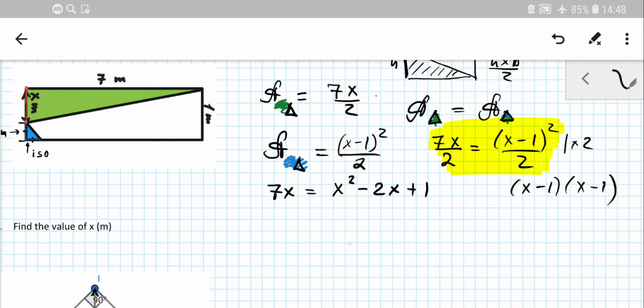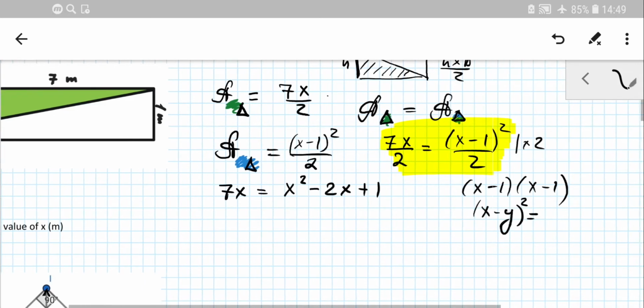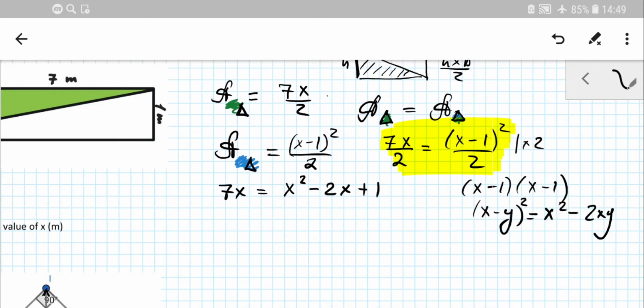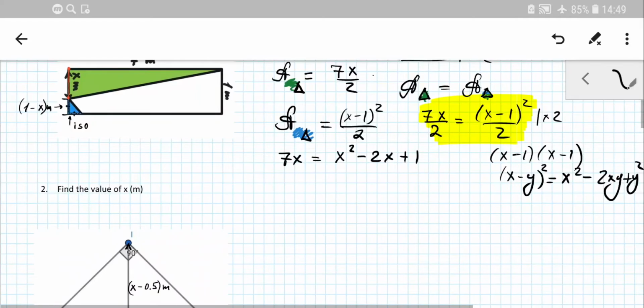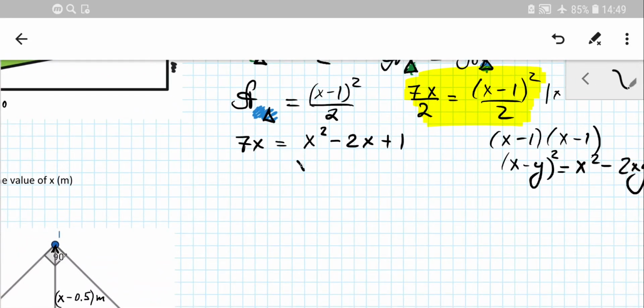Okay, I'll use the shortcut using the square of the difference, sort of quadratic, not the quadratic formula, I mean in the sense of quadratic equation, but you know what I mean. Just simply I use (x minus y) squared, the formula which is x squared minus 2xy plus y squared. So I use that. Next we transfer 7x to the right side, and we've got x squared minus 7x minus 2x, minus 9x, plus 1. All right, so we've got 0 on the other side, and we need to solve.